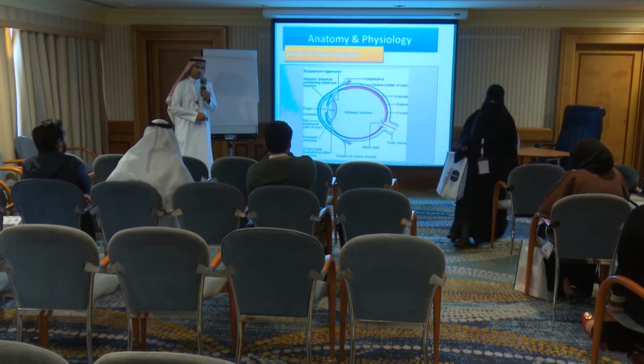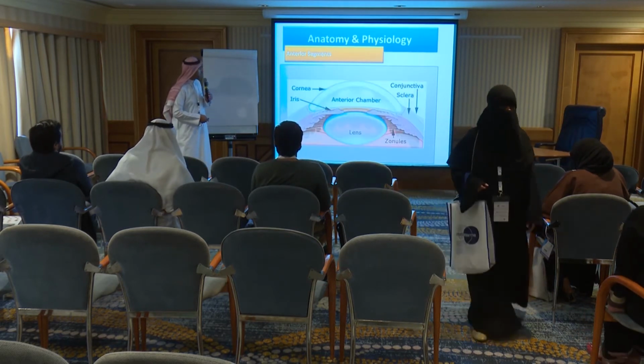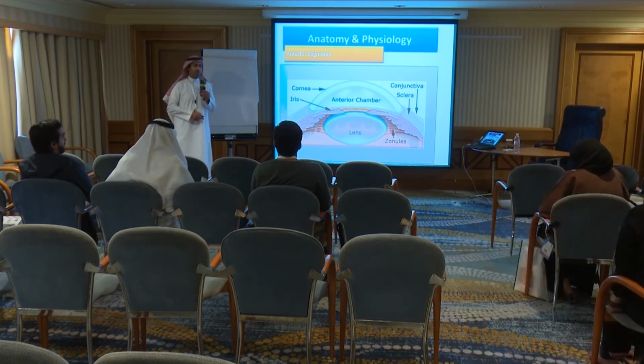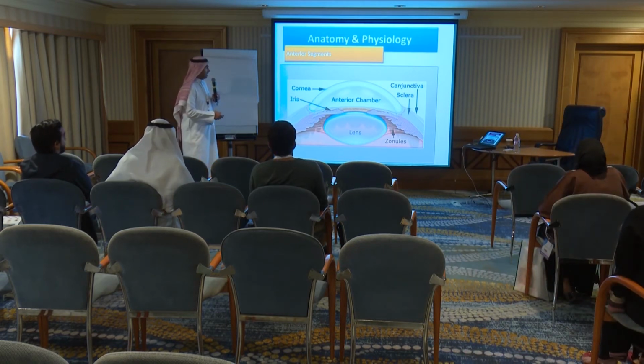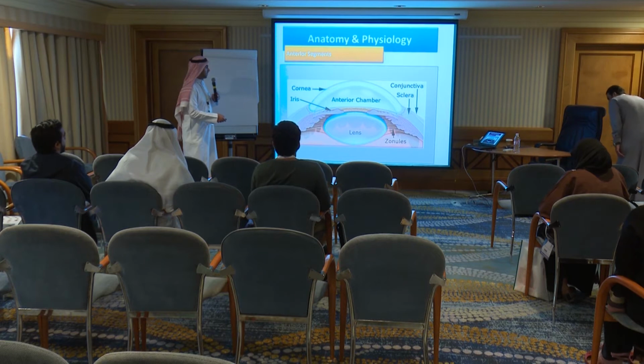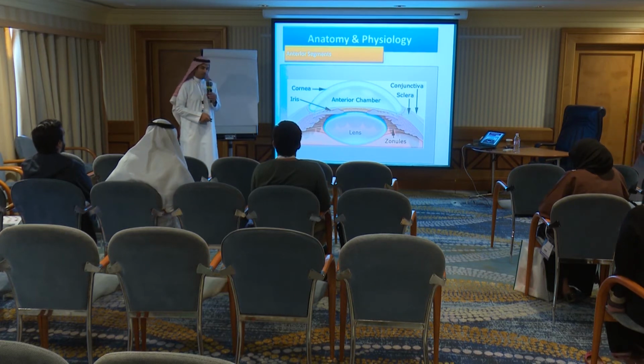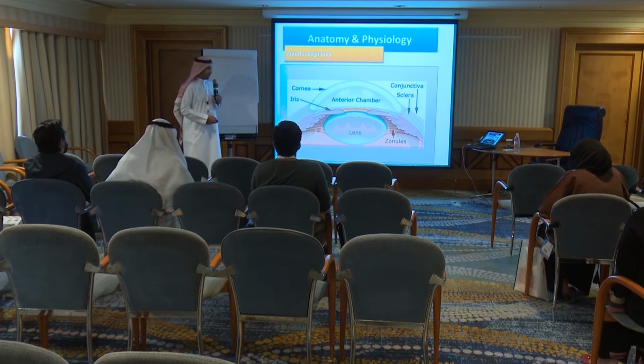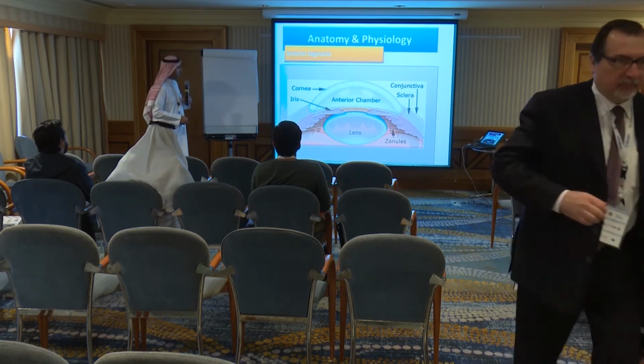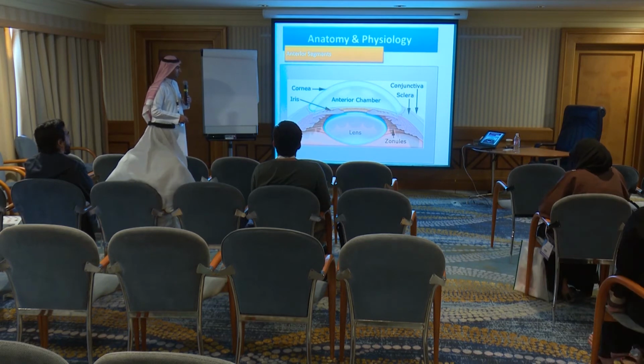Also, the anterior segment is divided into two chambers. From cornea to the iris, we call it anterior chamber, and from iris to the lens, that is called posterior chamber. Okay, that is very important for glaucoma today.